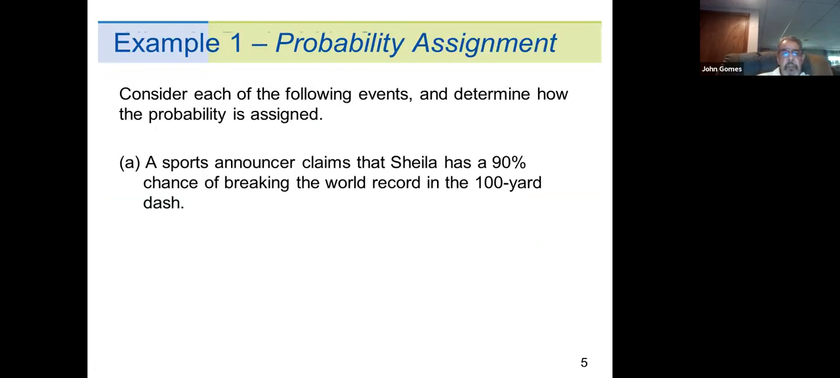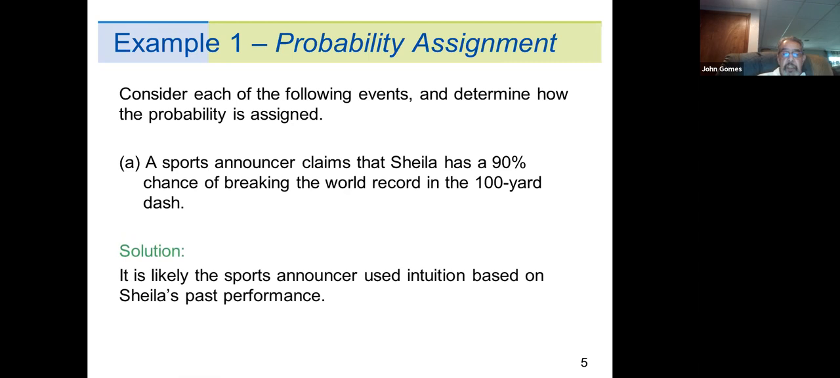Here's an example of intuition. Consider the following example, determine how the probability was assigned. You get a sports announcer, maybe on the Olympics, who says, hey, Sheila, your times have really been good. She's getting better and better. The track today is great. The wind is within range. You know, I think this woman says, I think there's a 90% chance that Sheila's going to break the world's record. But what she's doing is basing this on intuition, as far as what she's watched with Sheila. She's seen her race, her times have been getting better and better. Intuition, all right? I can't really ask you that because we all have different intuitions.